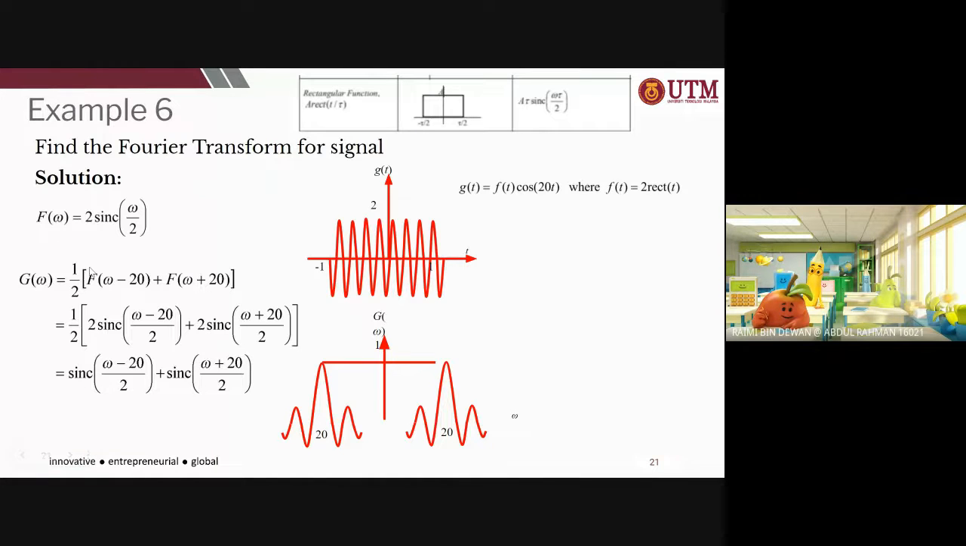Okay, so you see here F(omega) is 2 sin(omega over 2), because we have a rectangular. Rectangular times cos, so in the frequency domain we have a sin function because this is a rectangular.